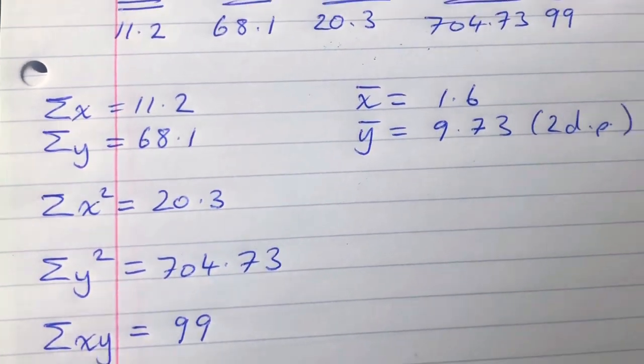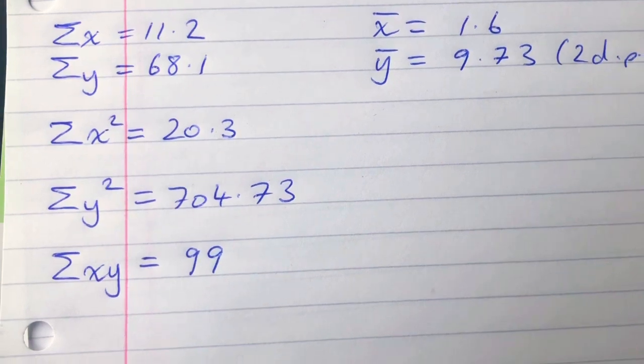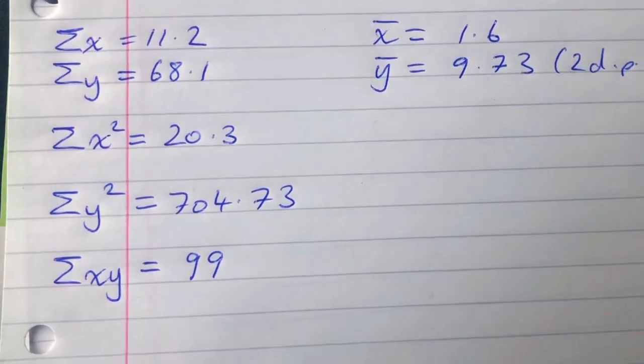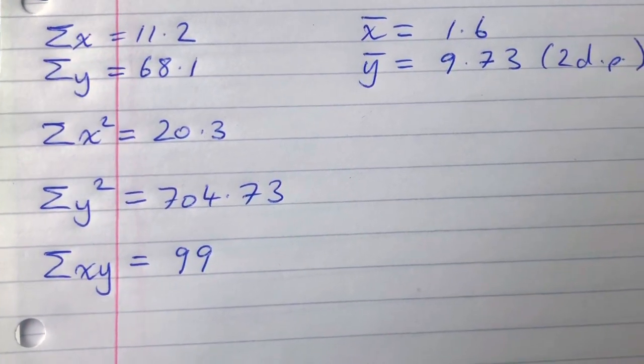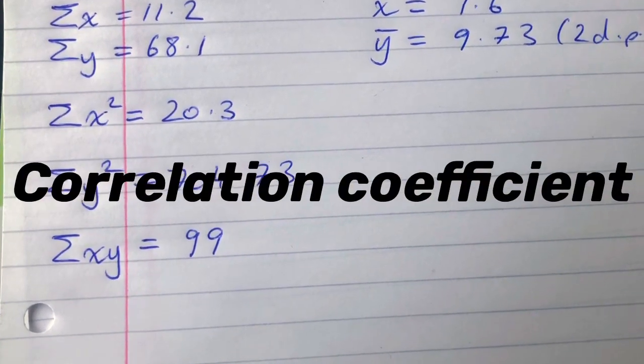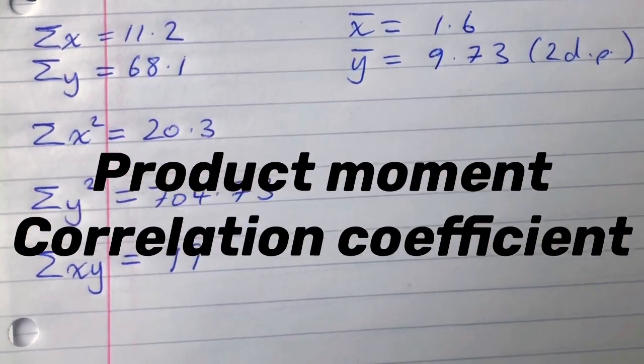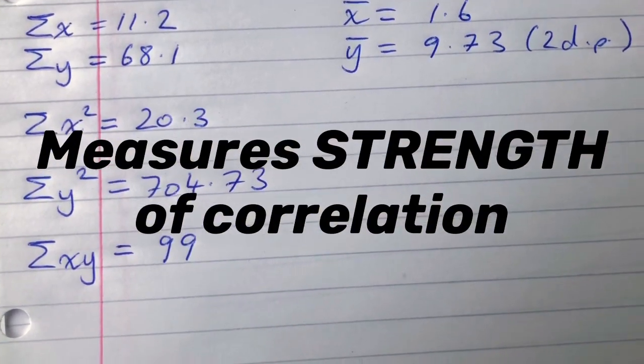Now, the formulas look a bit scary, and you can do this using your calculator on stats mode, but you may need to use the formulas in the exam. So I'm going to go through how to calculate this using the formulas. And remember, what we're calculating is called a correlation coefficient. It's sometimes called a product moment correlation coefficient, and it is a measure of how strong the correlation is.